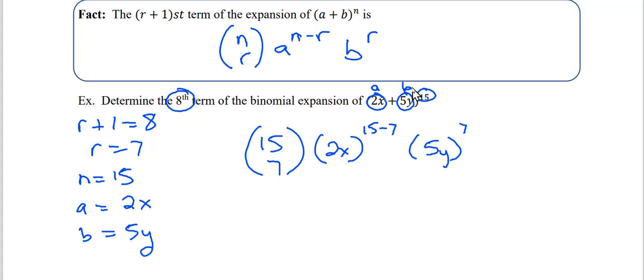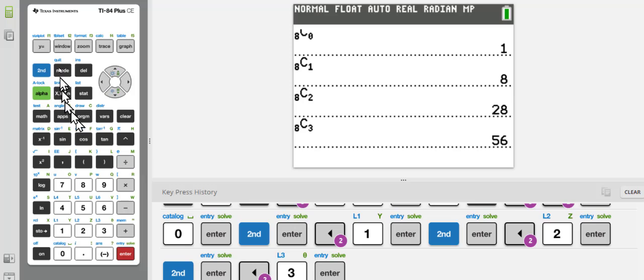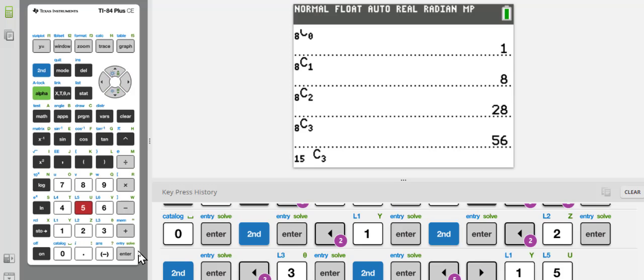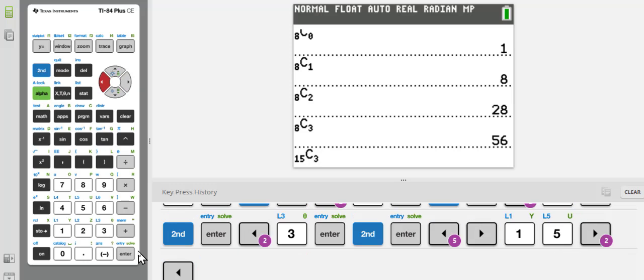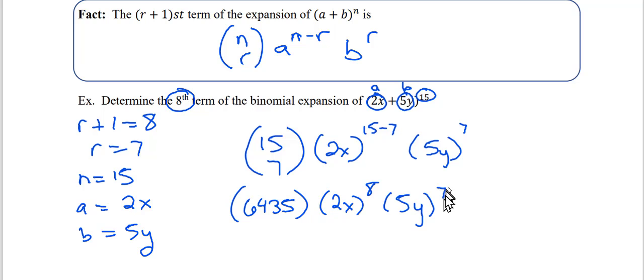Let's simplify this a little bit. I'm going to go back to my calculator. You can use that factorial formula if you want. I am going to do second entry again. I'll just have to change the 8 to 15 and the 3 to 7. Just saves me from having to go into that menu again. 6,435. It's a big number. 6,435 times 2x to the 8th times 5y to the 7th.